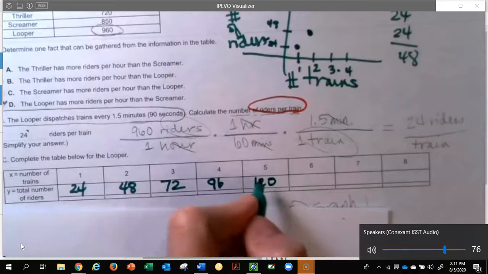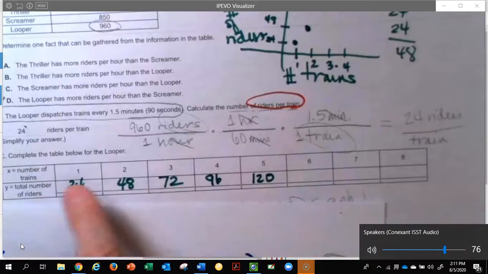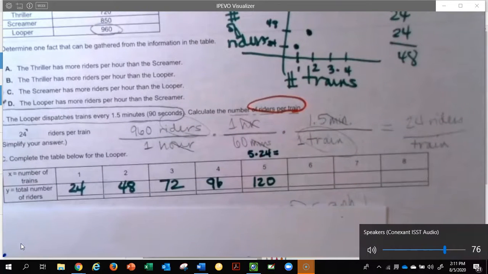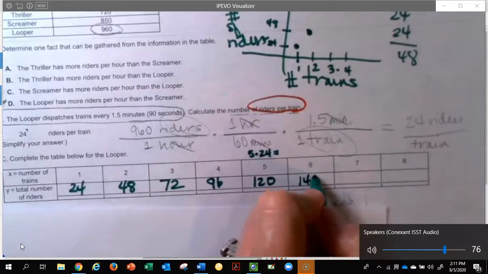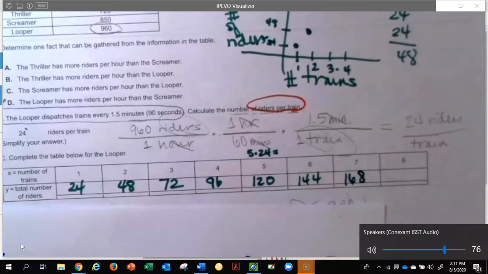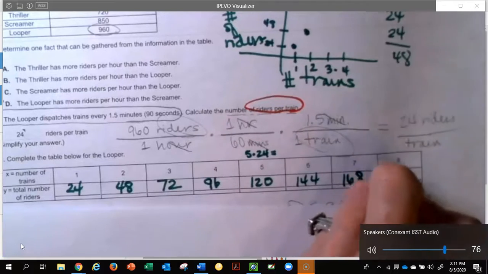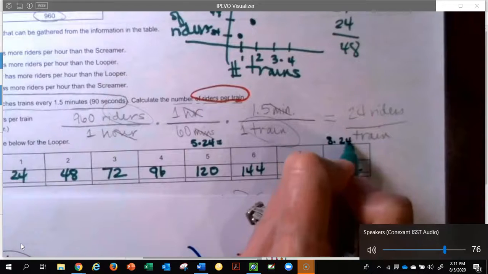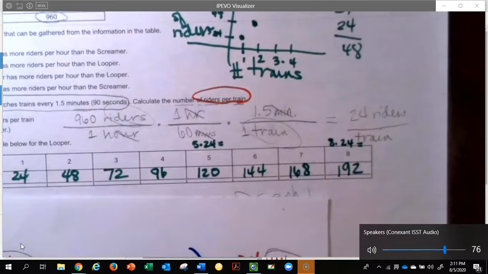I get 120. If I wanted to check this real fast in case I might have gotten off, 5 trains times 24 people. 5 trains times 24 people is 120. Great place to be right now. I'm going to add 24, and I get 144. Add 24, 168. And add 24, 192. And I'm just going to go ahead and double check my last one. Because if I have 8 trains, and I got 24 people on each train, 8 times 24 better be 192, and it is.